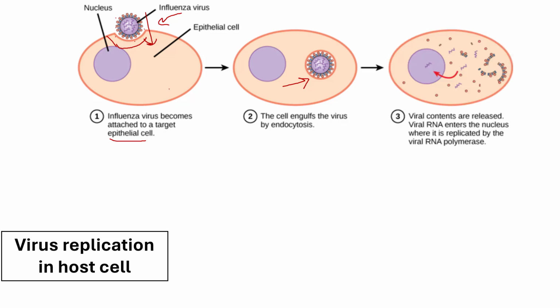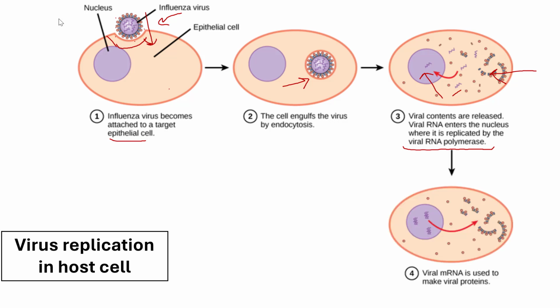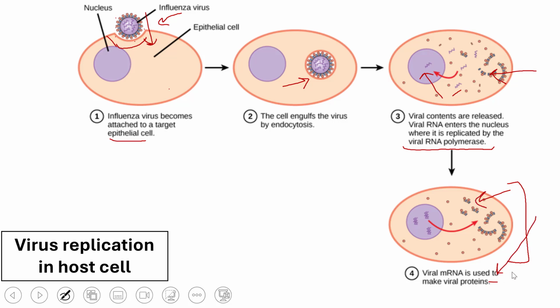Then the virus breaks open and its contents are released in the host cell. The viral genetic material, which here is an RNA, enters the nucleus, and with the help of viral RNA polymerase, it will start producing copies of its genetic material. Now the viral mRNA will be used to make the virus proteins, and all this virus needs to make its multiple copies is the copy of its genetic material and the copies of its proteins.